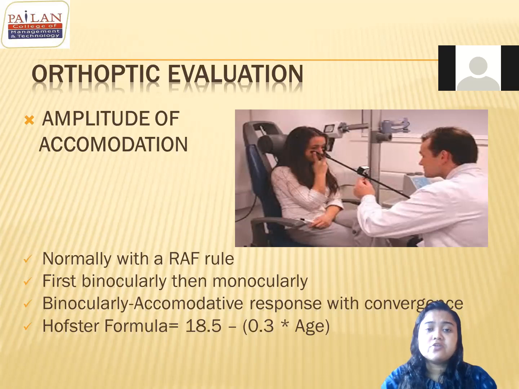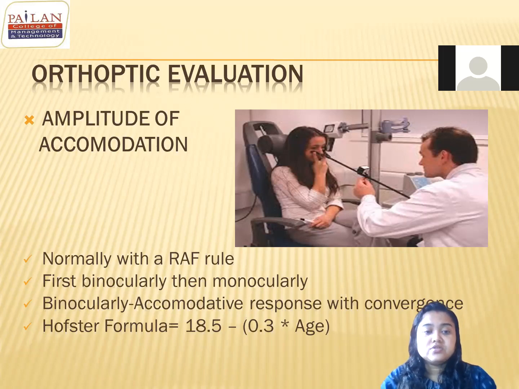Amplitude of accommodation you measure binocularly. You can see the patient's both eyes are open. So first you measure it binocularly. Then you can measure it monocularly also. You cover the left eye and measure the right eye's amplitude of accommodation. You cover the right eye and measure the left eye's amplitude of accommodation.